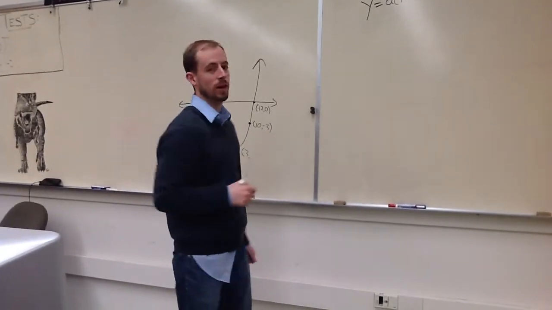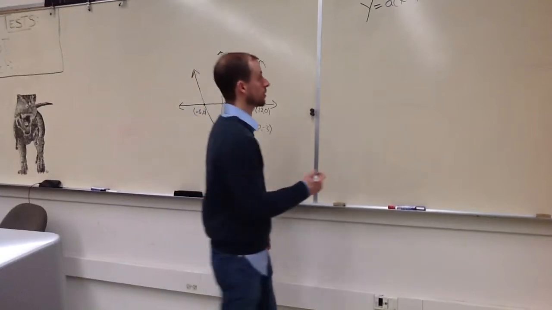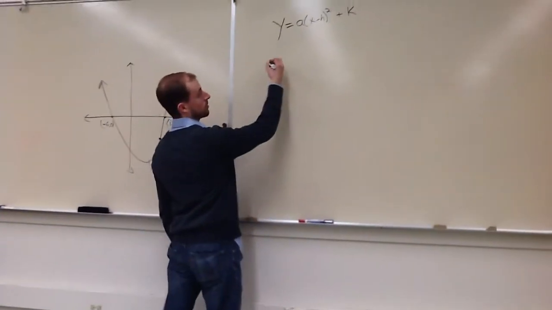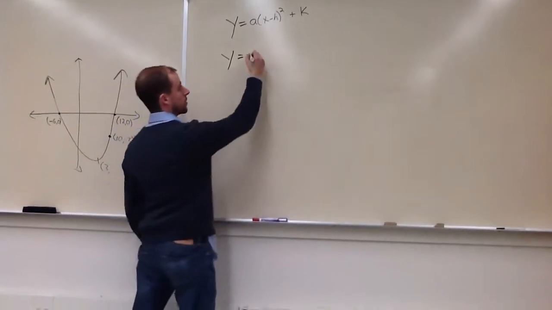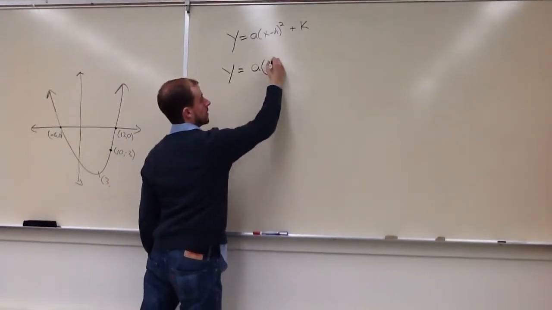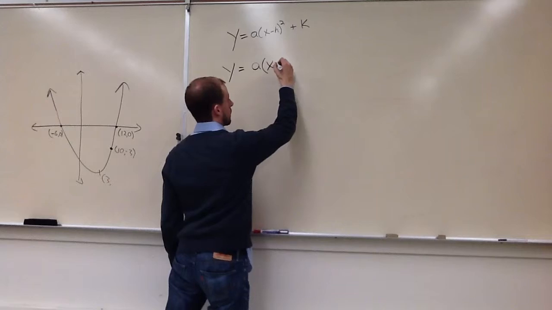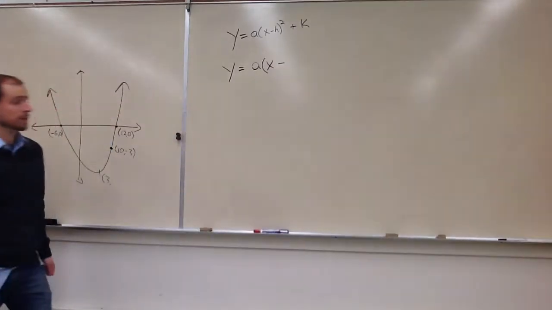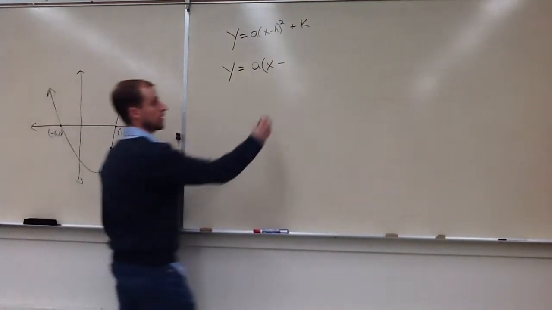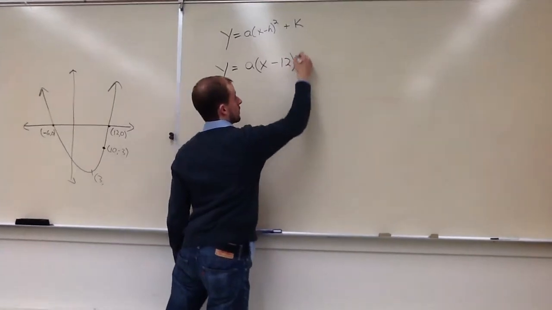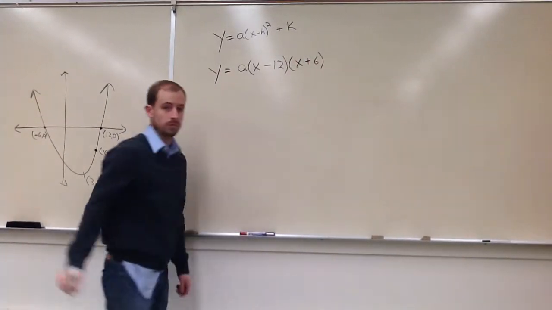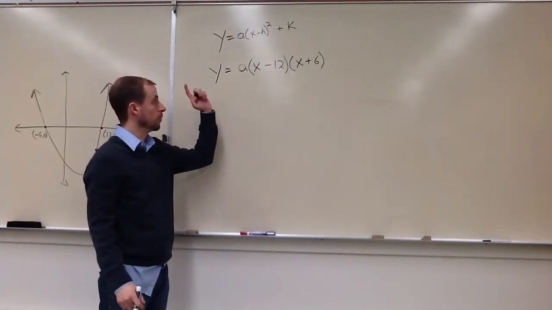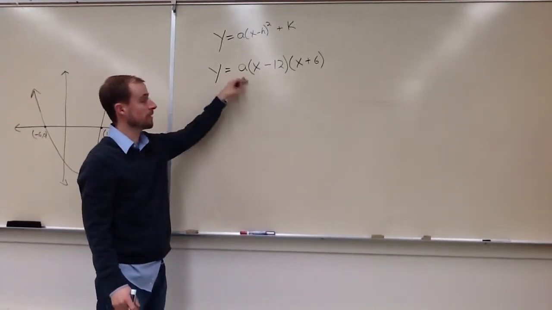So I'm going to show you the other way right now. What we're going to use instead of vertex form is factored form. So it's going to be y equals a, x plus 6, times x minus 12. Factored form. We almost did this in class except we didn't have the a.